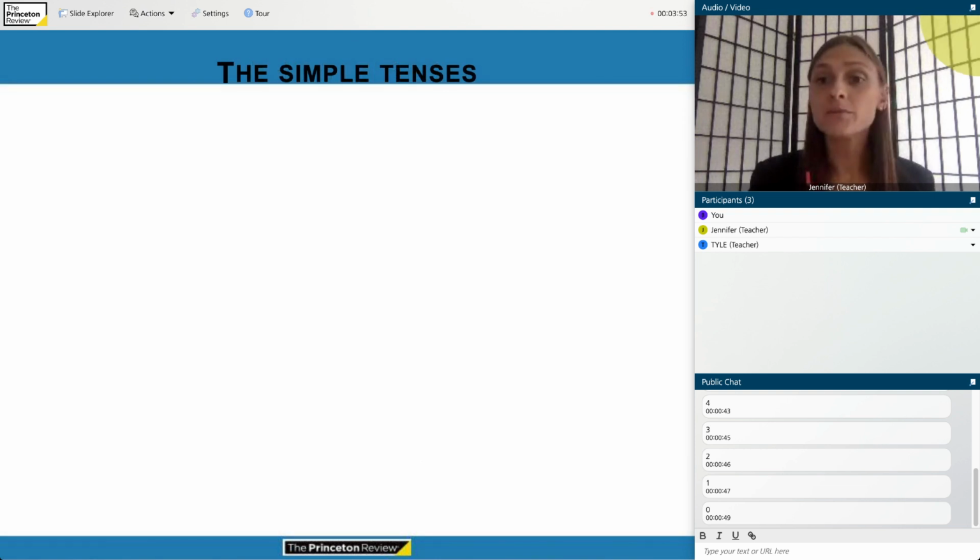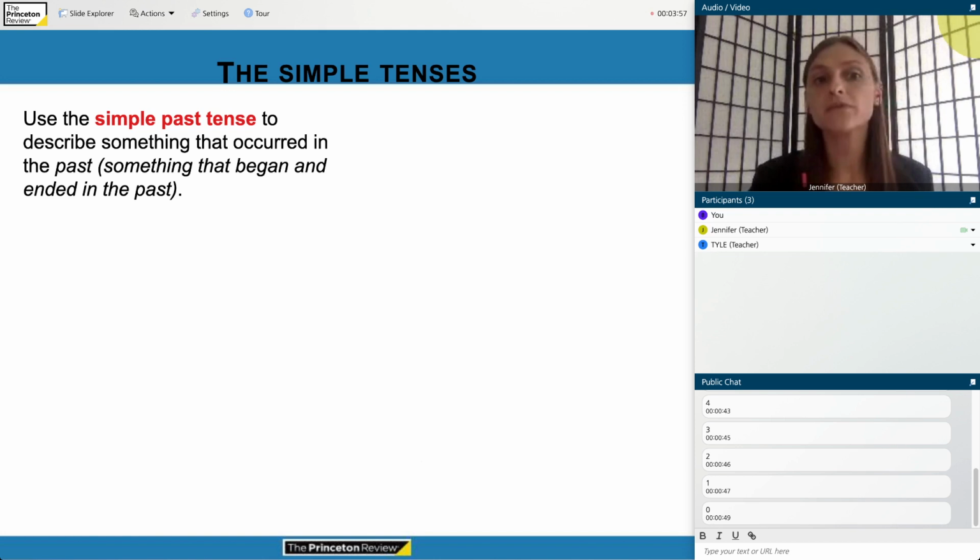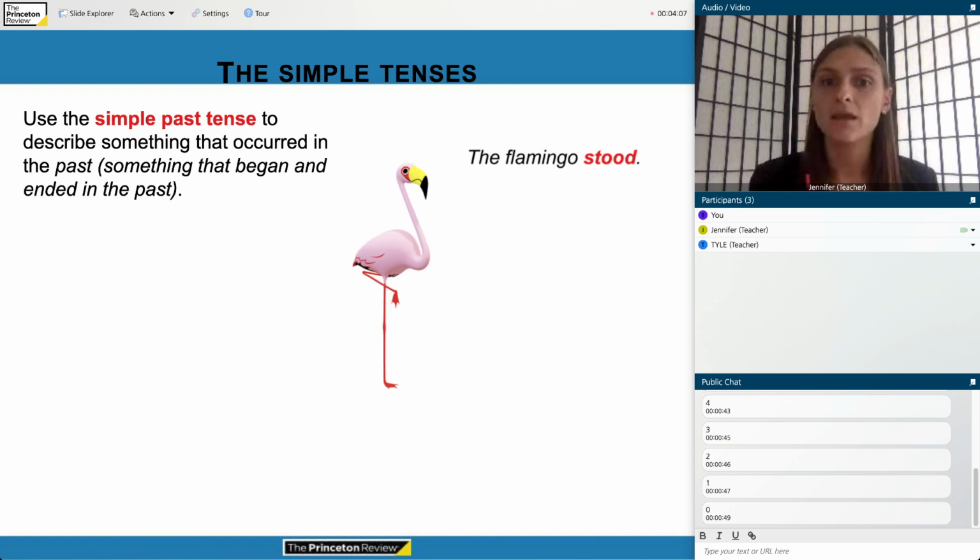So let's begin with the simple tenses. They seem pretty simple, right? We start with the simple past tense, which you can use to describe something that happened in the past, a completed action. It's done. It already happened. Nothing else to say about it. So we could say the flamingo stood. All right, it's happened. At some point, that flamingo stood. We don't know when exactly, but we know that it took place at some point in the past.